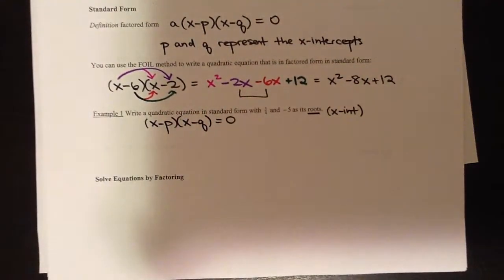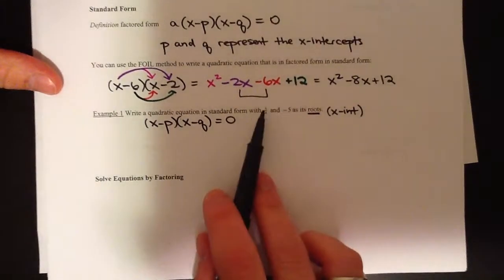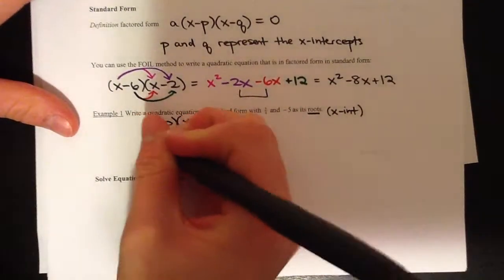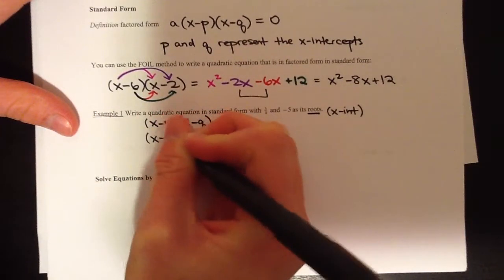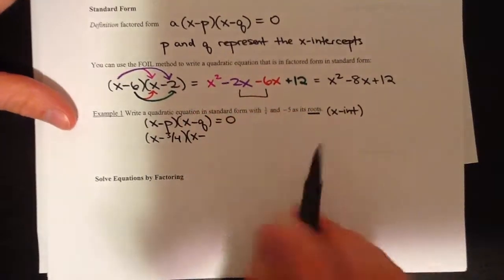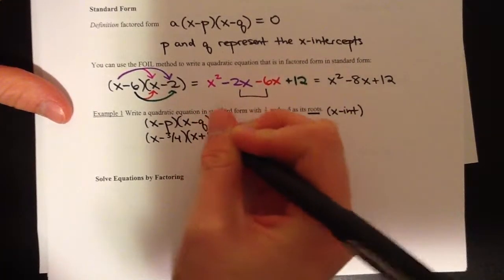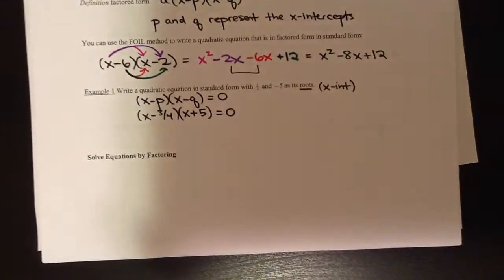So we're going to replace our roots. So x minus, here's where I plug in the first x-intercept. It's 3/4. So x minus 3/4. And then in the next one, x minus a negative 5, let's change that to plus 5, equals 0. So now I'm going to work on that left-hand side. I'm going to do that FOIL method that I just talked about so I can get standard form.